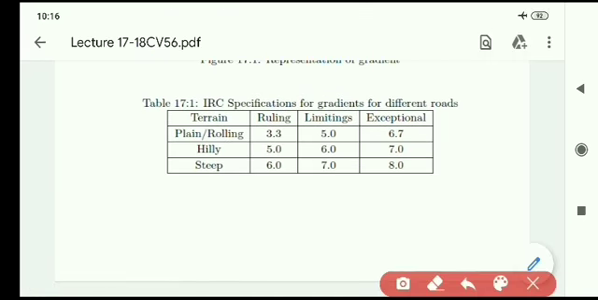So here we can see the IRC specification gradients for different roads. For the plain terrain, the ruling gradient should be 3.3, limiting is 5. Exceptional gradient means in limited cases, in exceptional conditions only, these gradients are provided, that is 6.7%. Across hilly, the gradient value increases: 5%, 6%, 7%. Steep, again it increases with the hilly and plain terrain, that is 6%, 7% and 8%. So these are the different types of gradients with respect to the ground profile or the terrains.